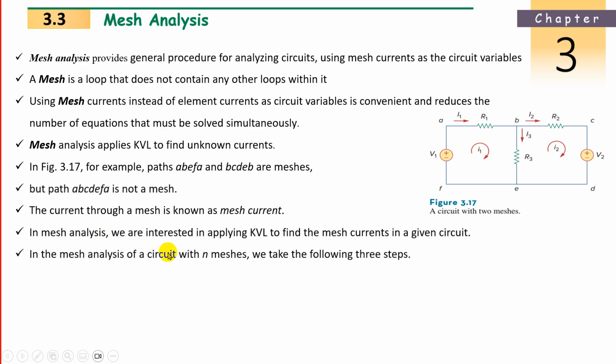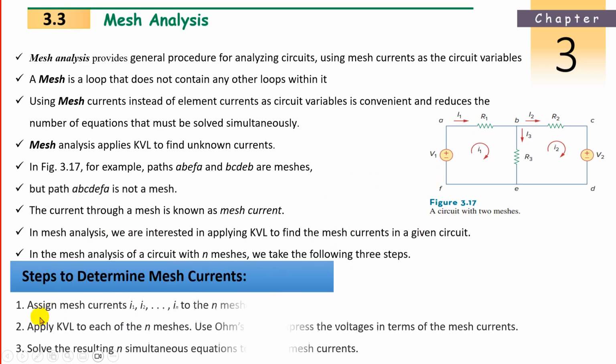Now, in the mesh analysis of a circuit with n meshes, we take the following three steps. Like the three steps in node analysis, here also we have three steps. What is the first step? Assign mesh currents I1, I2, up to In to the meshes. See, loop currents, mesh currents are like this. The arrow in a rotating direction is your mesh current. 1, 2, 3, up to n meshes, n currents.